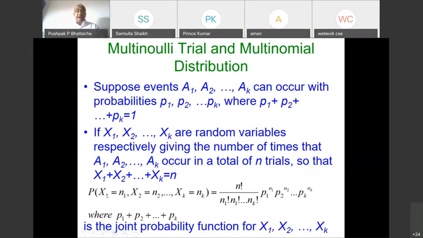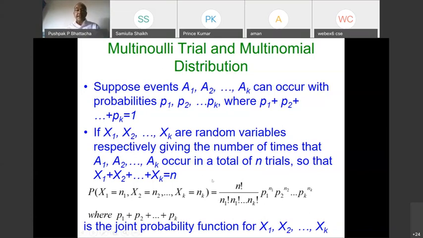So if you have k random variables x1 up to xk, then what is the probability that these random variables get values n1, n2 up to nk? That is given by a very nice, elegant expression. You have p1, the first parameter, raised to n1, the number of times that outcome appears, p2 raised to n2, up to pk raised to nk. And it is multiplied by n factorial divided by n1 factorial, n2 factorial, going up to nk factorial. So that is quite intuitive.